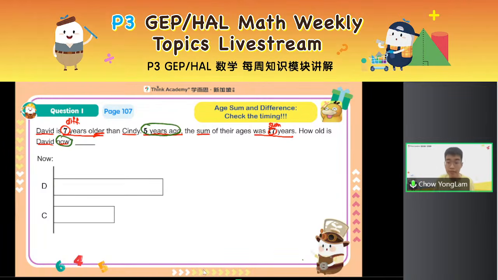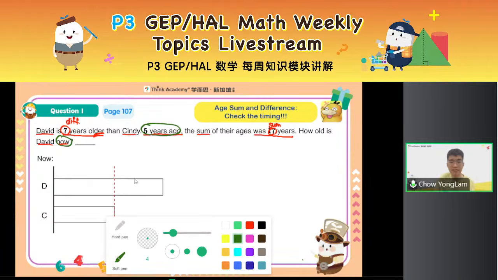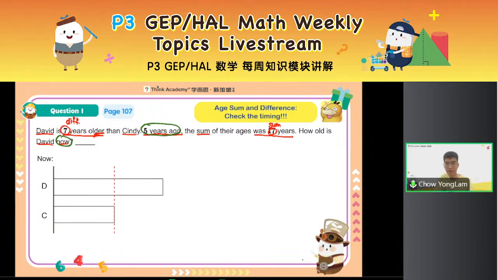And now we need to label some information, right? First of all, you look at the difference is 7. David is 7 years older than Cindy. Now you know the age difference will never ever change. That means when we label the difference, this extra part is always going to be what years? What should I label as the difference, everybody? Yes, the difference should be 7, because the age difference never changed.